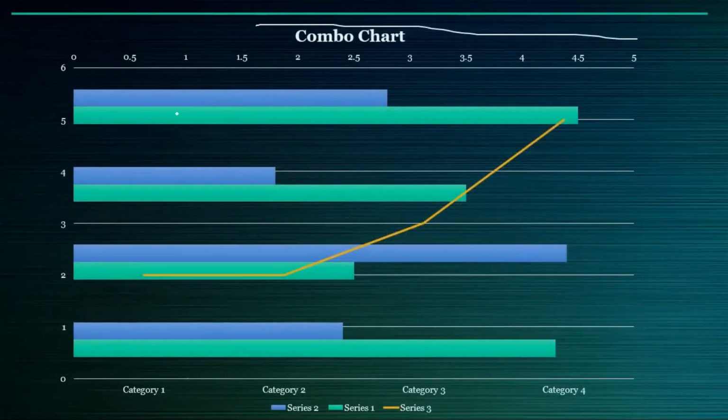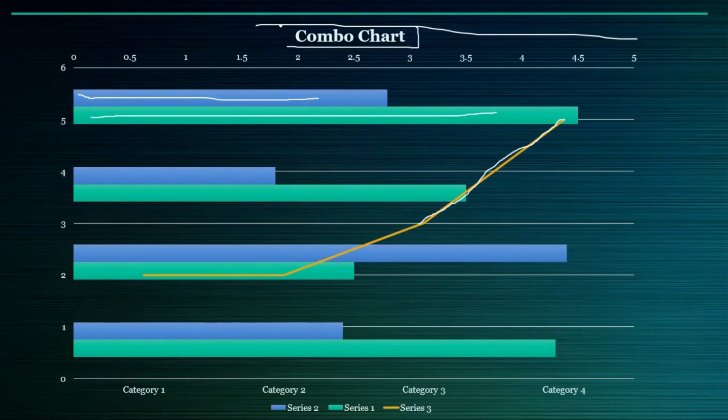Why is it known as a combo chart? Let me tell you. This is a bar chart, as you know. There is one line also over here. So it contains two charts: one is the line chart and the second is the bar chart. That's why it is known as a combo chart. Now let's jump to my computer screen so that I can show you how to create a chart, how to add and remove chart elements, and how to format the chart.